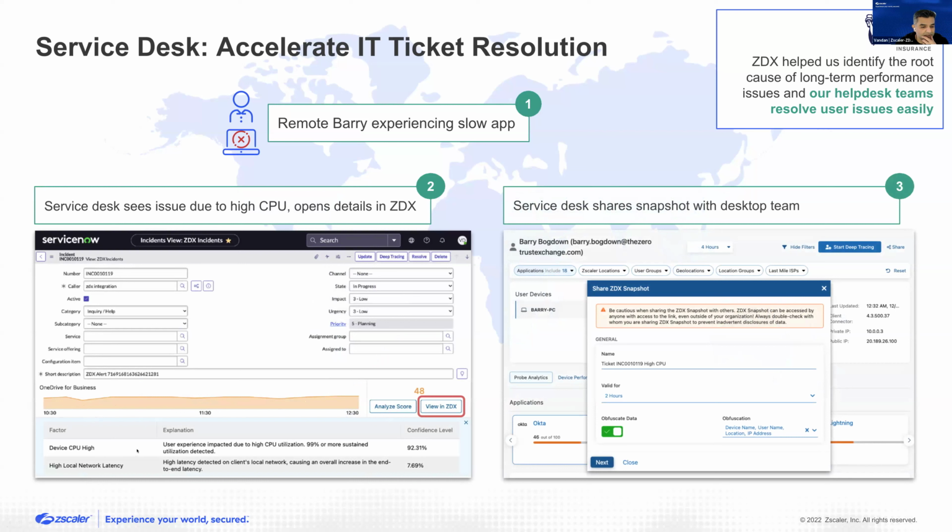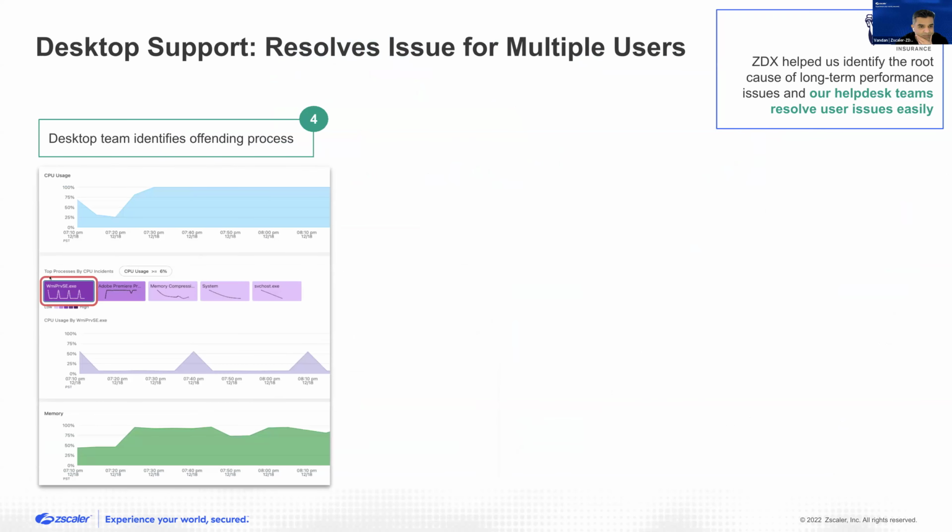And we found out that the device CPU was very high. So the support person shares this information and reroutes the ticket to the right team, saying, hey, take a look at this. The user is complaining about high CPU usage. Once the right person had this ticket, they go into ZDX and run a diagnostics, what we call a deep trace.